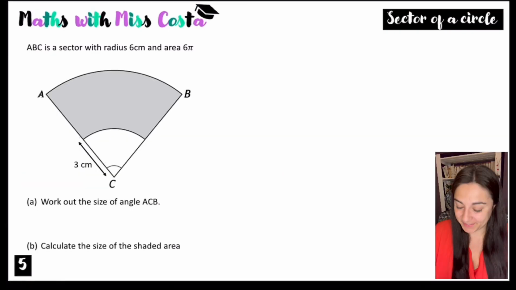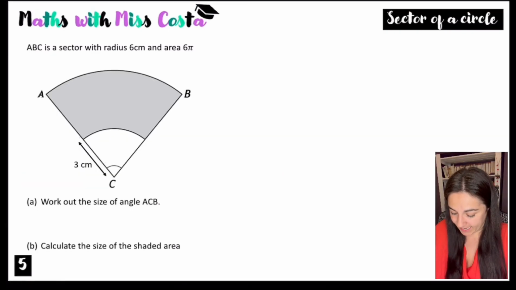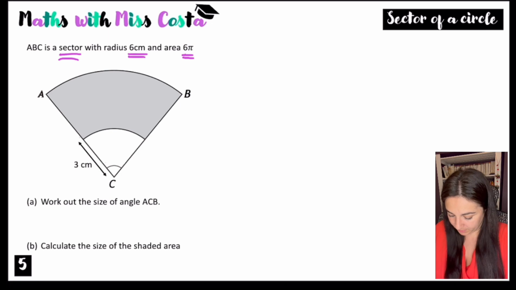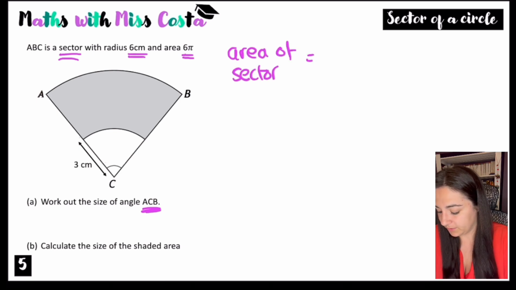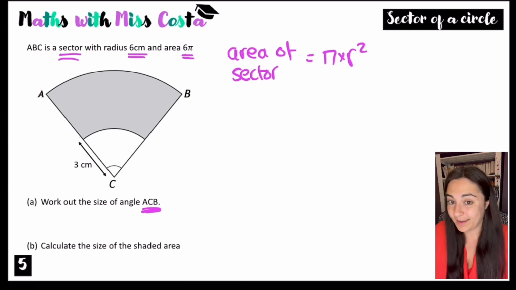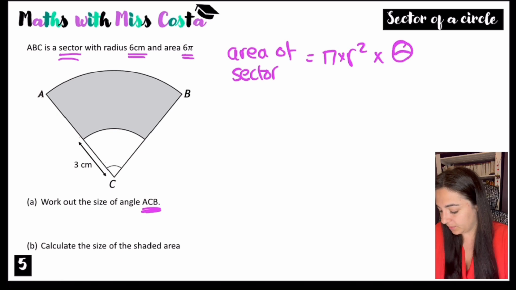Okay, so sector of a circle. Here I am told that ABC is a sector with a radius 6 centimetres and an area of 6 pi. And I'm asked to work out the angle of ACB. So what's the formula for the area of a sector? Well, the formula for the area of a circle is pi times radius squared. And the formula for the area of a sector is whatever the area of the circle is multiplied by the fraction of that circle. So we say that is theta, which represents the angle, over 360.